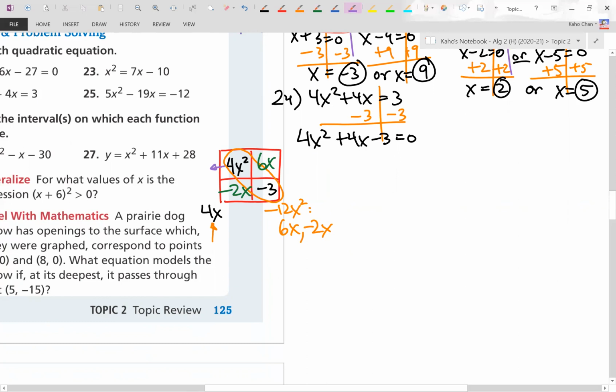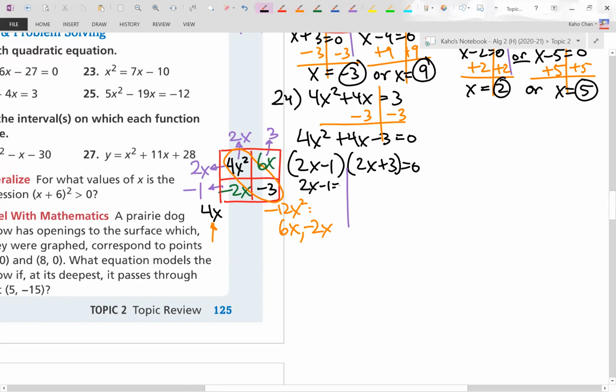First row is take out a 2x. Second row, you can take out a -1. First column, take out a 2x. Last column, take out a 3. There it is, ladies and gentlemen, using the AC box hybrid method. This gives me 2x minus 1 times 2x plus 3 equals 0. Split them up and solve.